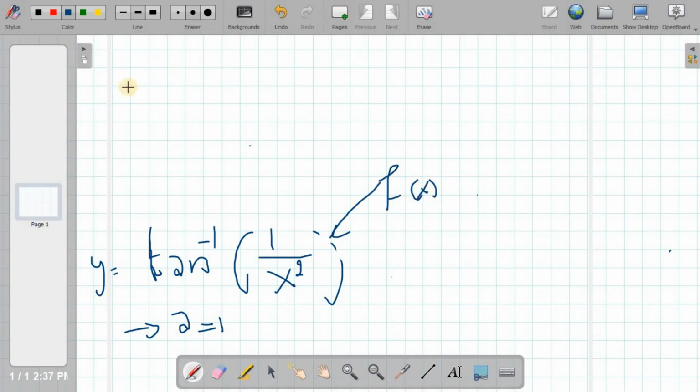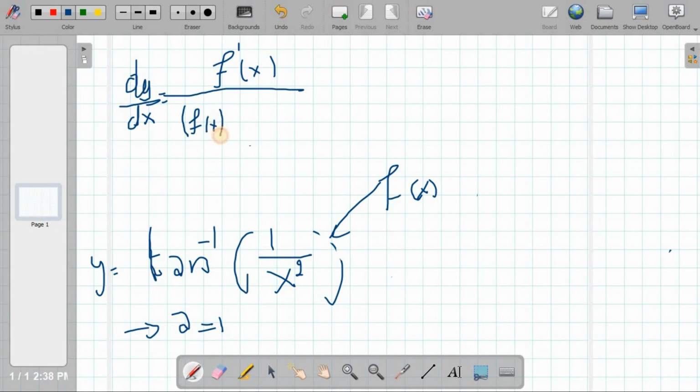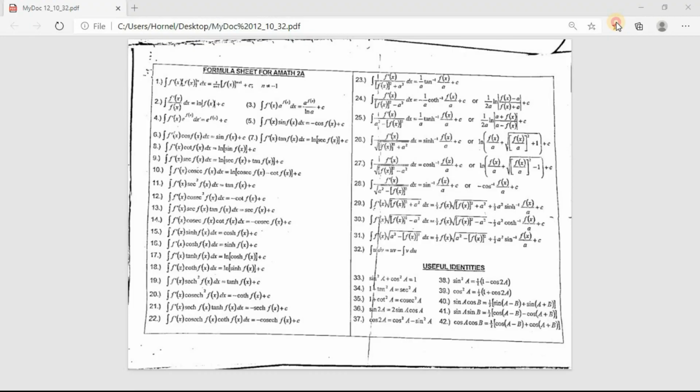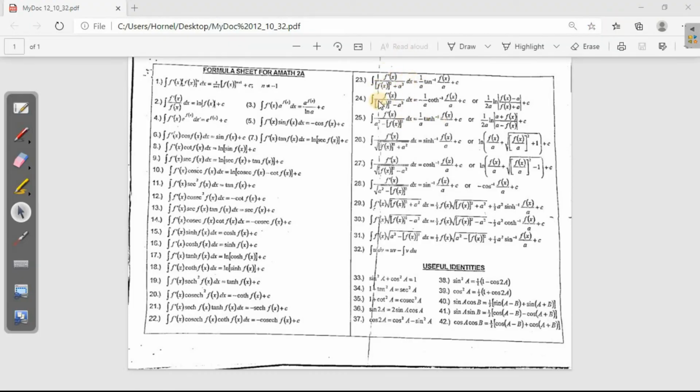And dy over dx, sorry, for this function is going to be what? Because it's tan minus 1, it is going to be f prime x over f(x), everything squared, plus a squared. So that's the formula from our formula sheet, this one.